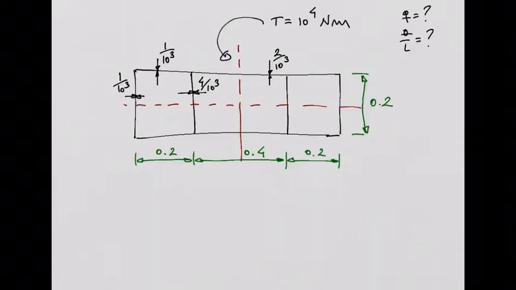Oh, and there's one thing that is also given, which is the modulus of rigidity, 28 gigapascal again. Okay? For the entire section, so all these three cells have the same modulus of rigidity.